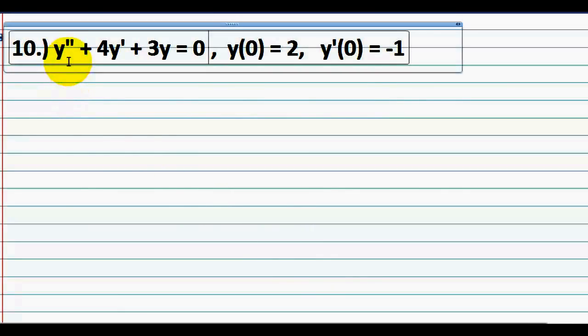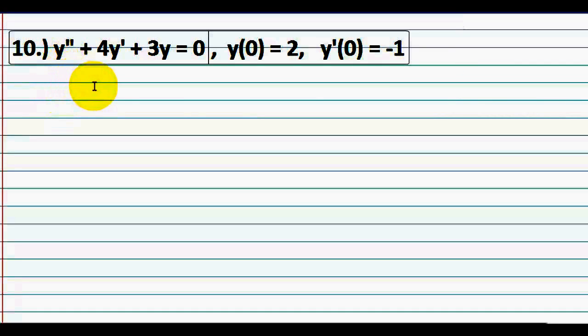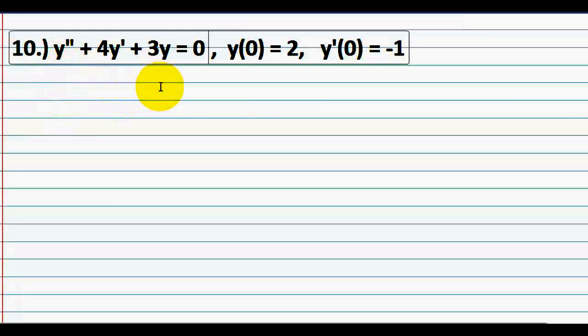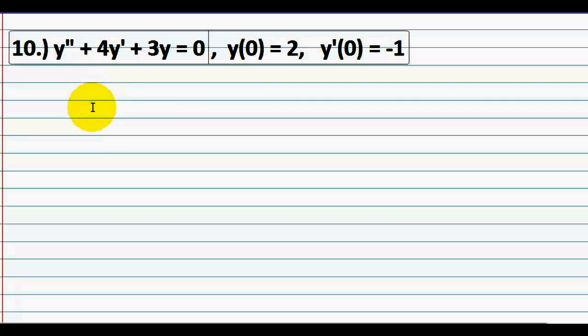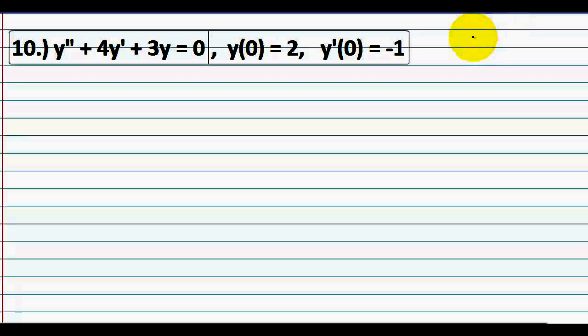Here we have y double prime plus y prime plus 3y is equal to 0. Again, we're going to do the exact same thing. We're going to find the characteristic equation, solve for the roots. That's going to give us our general solution with C1 and C2 in it. And then we're going to use the initial conditions to solve for C1 and C2. So let's go ahead and do that.